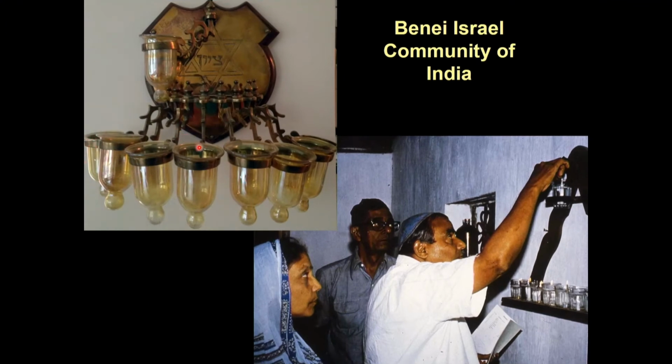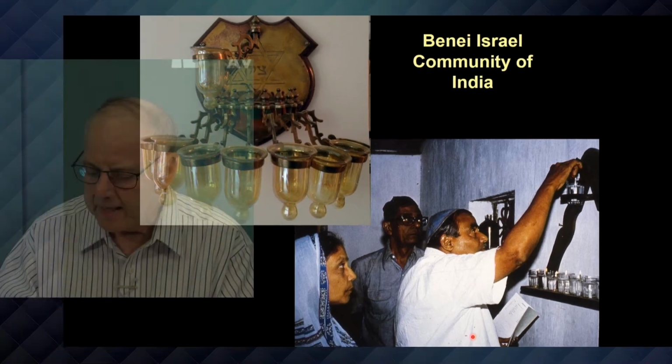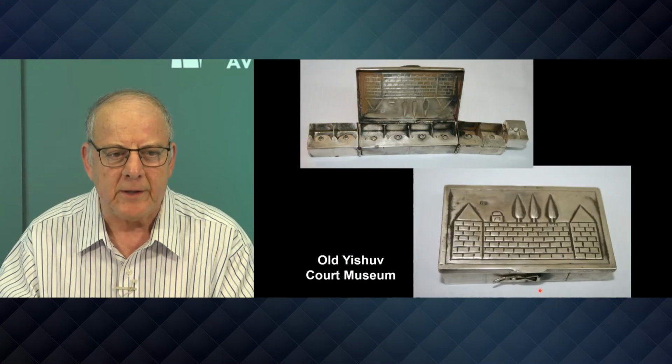Here also is a Zionist one with Magen David and the word Zion inside it. And this is how they light Bnei Israel, this type of lamp with the glasses. Okay, so you put oil in the glass and the wick is above, floating, and you light it in this way. Okay, so let's go back to the old Yishuv.